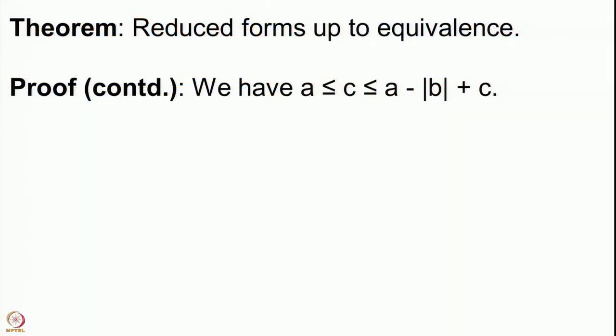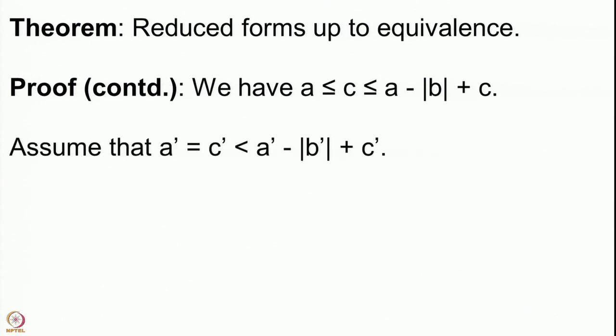In the very beginning case, when a prime is strictly less than c prime, we have proved that a is equal to a prime, and therefore using the allowed transformations we see that b is b prime and c is c prime. Therefore, the forms are the same. Now, next case we will assume that a prime is equal to c prime, but you have a strict inequality at the next level. So, this is anyway there in force, a is less than or equal to c is less than or equal to a minus mod b plus c, but we now allow a prime equal to c prime, but this is less than a prime minus mod b prime plus c prime.